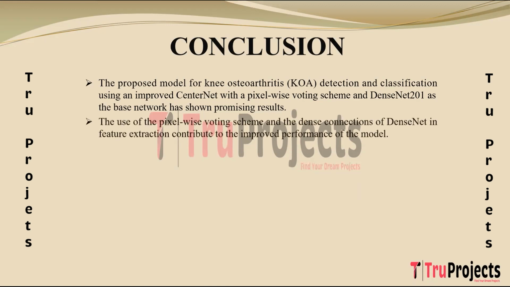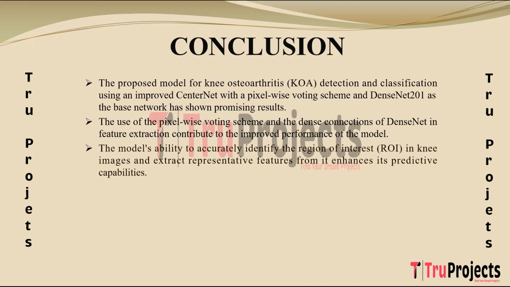The utilization of pixel-wise voting scheme coupled with DenseNet 201's dense connections in the feature extraction process significantly contributes to the model's improved performance. The pixel-wise voting enhances the accuracy of identifying KOA-related regions, while DenseNet's dense connectivity patterns enable effective extraction of highly informative features from these regions, improving the model's ability to discern subtle patterns indicative of KOA.